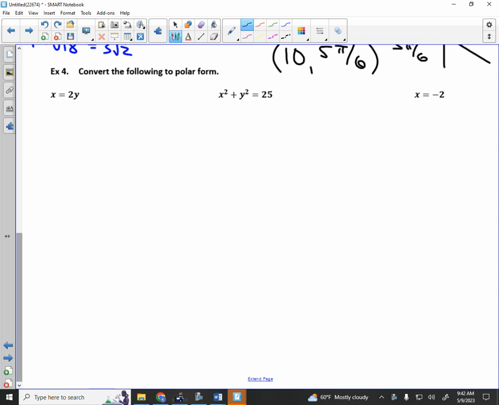All right, your last 3 examples here. Now what we want to do is take equations for different graphs that are in rectangular form. We'd like to convert them into what we refer to as polar form. And so all we do is we make a substitution, and the substitution is x is equal to r times the cosine of theta, and y is equal to r times the sine of theta.